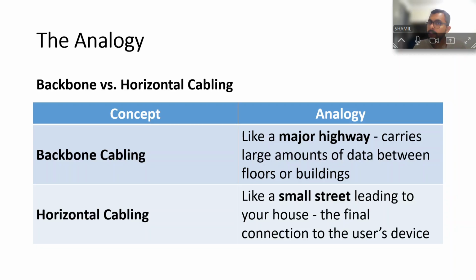In my previous video, I already shared this analogy, but I will explain it again. If you compare cabling to a road, backbone cabling is like a major highway connecting two different cities, and it carries lots of data between floors or between buildings. The horizontal cabling is like a small street which leads you to your house. It is the final connection from the network to the user. So backbone cabling is like the major highway, and horizontal cabling is like a small street leading to your house.